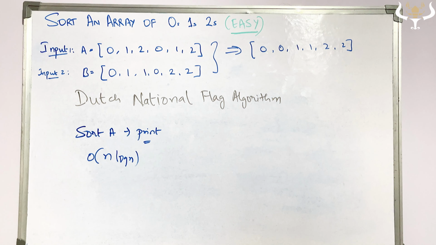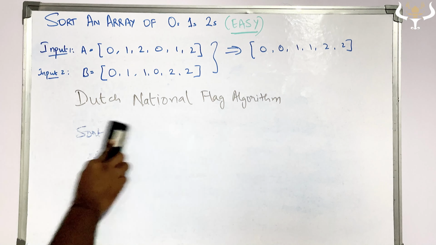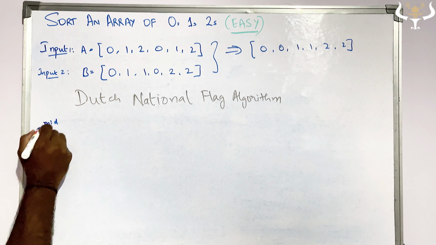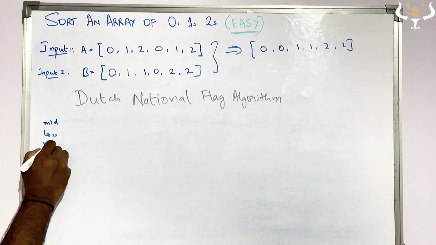We have an algorithm called the Dutch national flag algorithm. Using this algorithm we can actually sort the zeros, ones and twos arrays. So let's see what this algorithm does. As our second approach we see this Dutch national flag algorithm. In this algorithm we will have to maintain the pointers called mid, low and high.